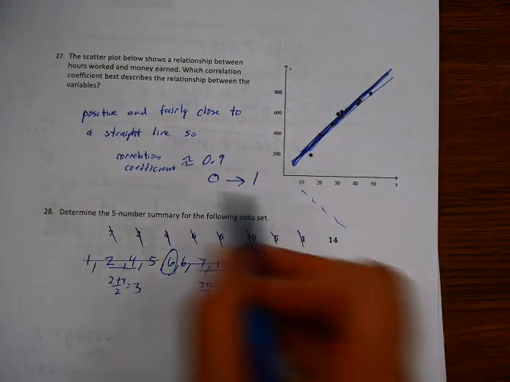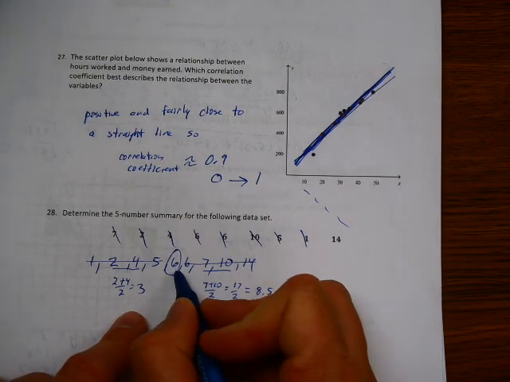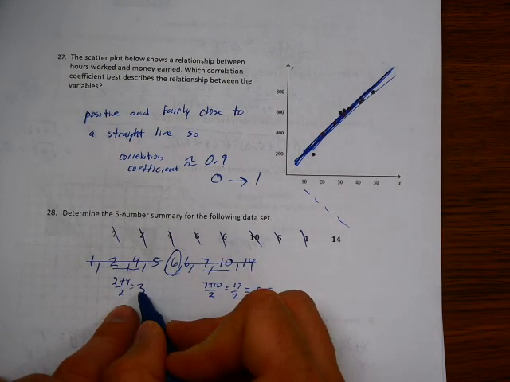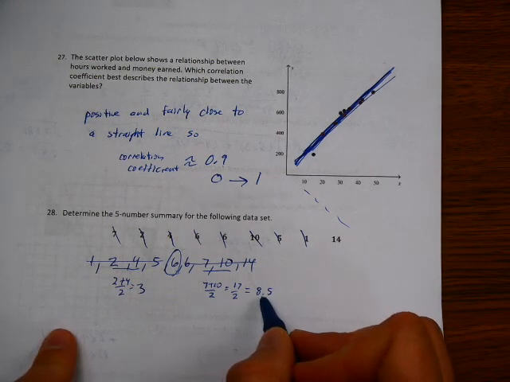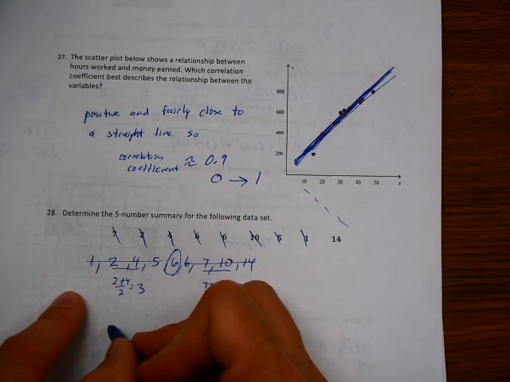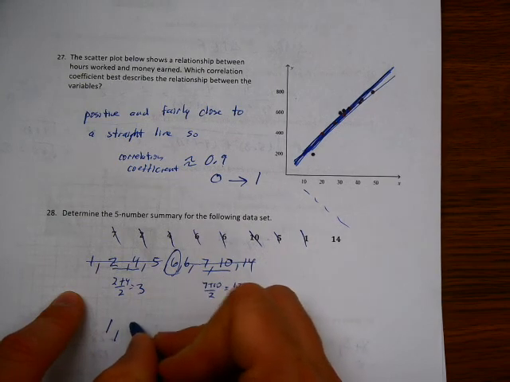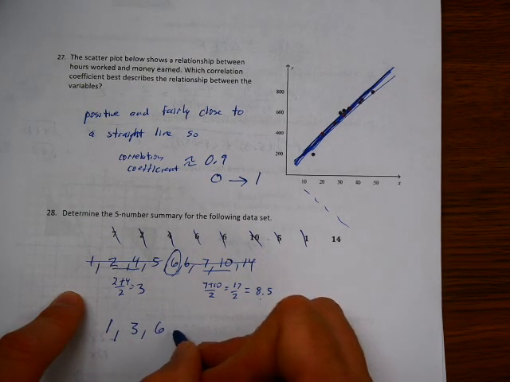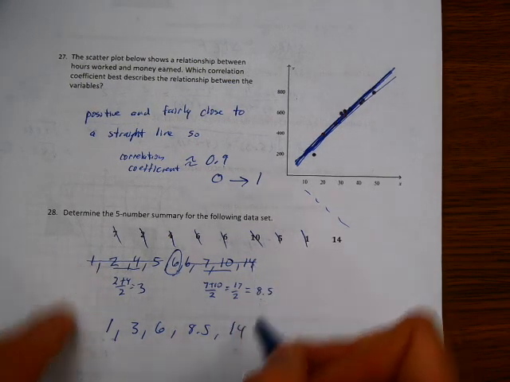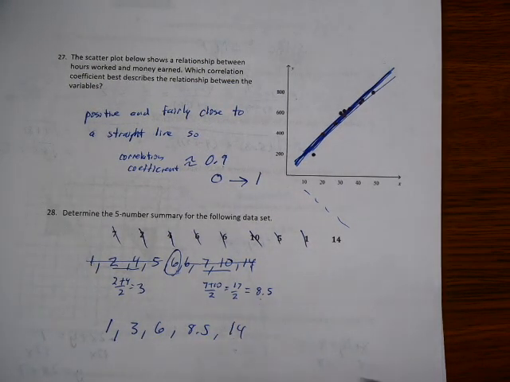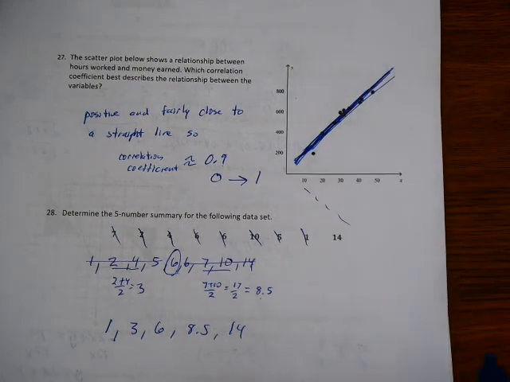Okay, for the 5 number summary here, I found the median was 6, first quartile 3, third quartile 8.5, so I list them as 1, 3, 6, 8.5, 14. These two are the extremes. So there's your 5 number summary. It's just the number version of a box and whisker plot.